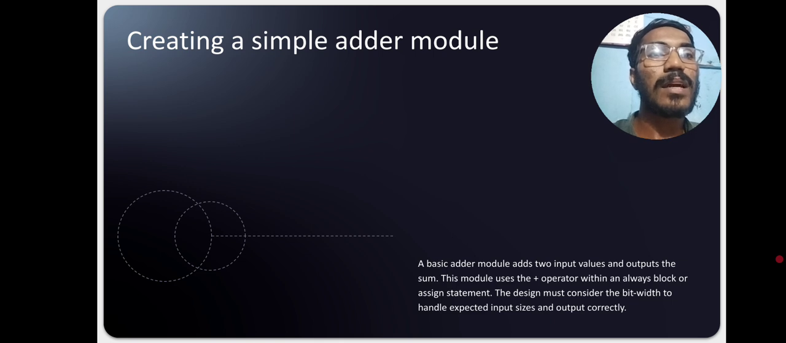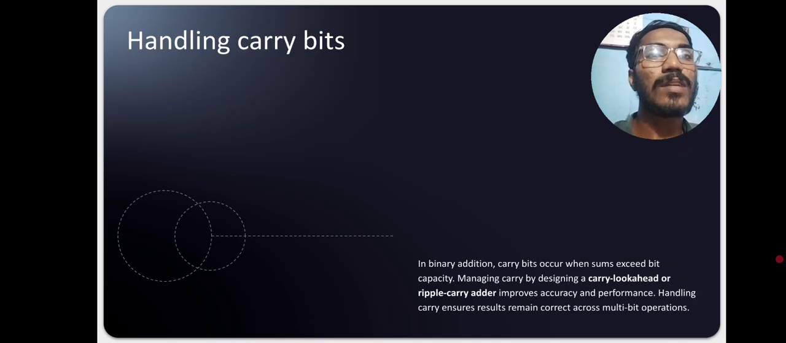Next is handling carry bits in binary addition. Carry bits occur when the sum exceeds the bit capacity. Managing carry by designing a carry lookahead or ripple carry adder improves accuracy and performance. Handling carry ensures the result remains correct across multi-bit operations.